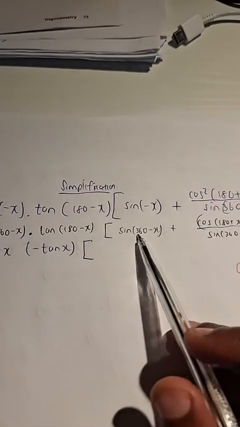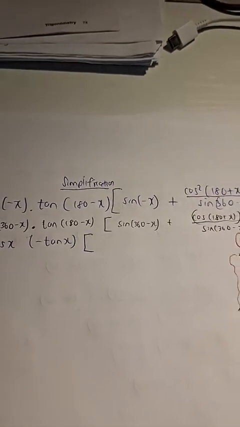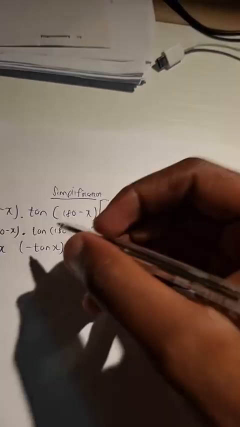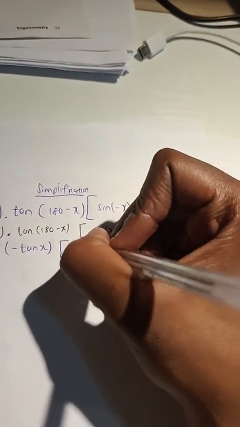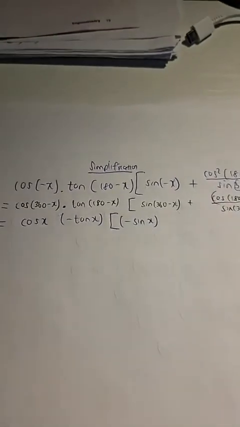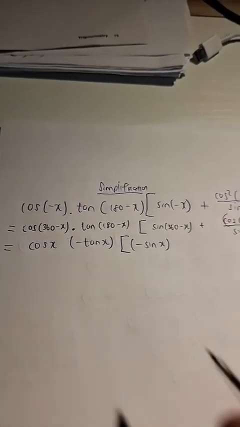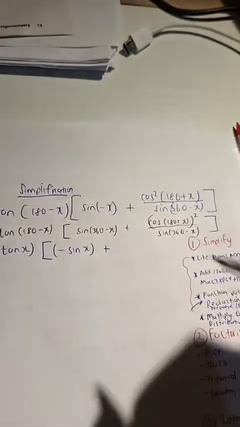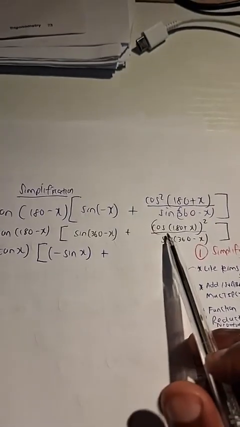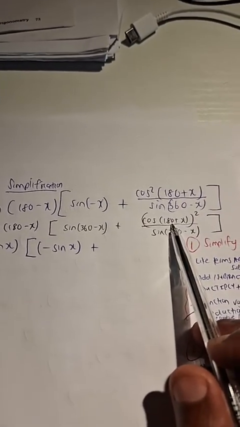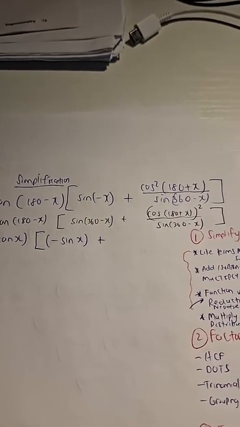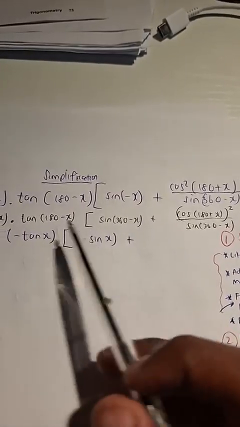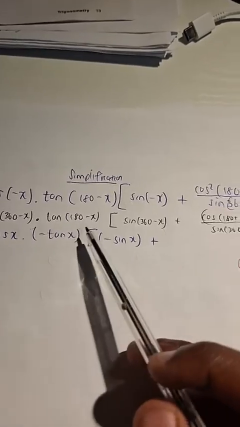360 minus x, let's evaluate it as well. 360 minus x, fourth quadrant, sine is negative. And guys, I'm putting all of these in small little brackets so that it does not interfere with my cooking. Like when you make a potato salad, you put it in a little cup, a little bowl, and cook.